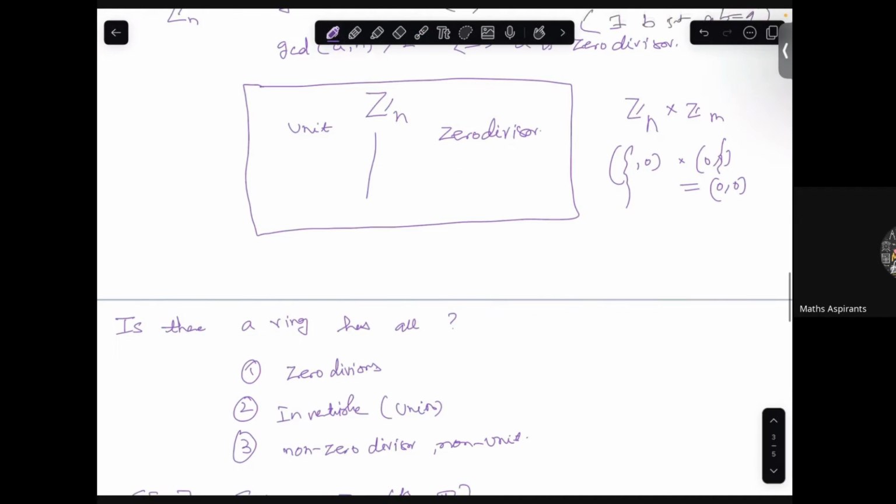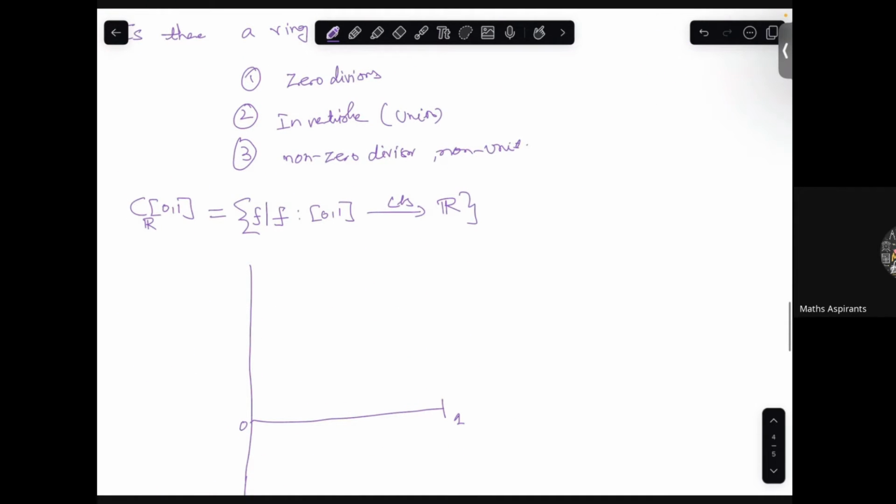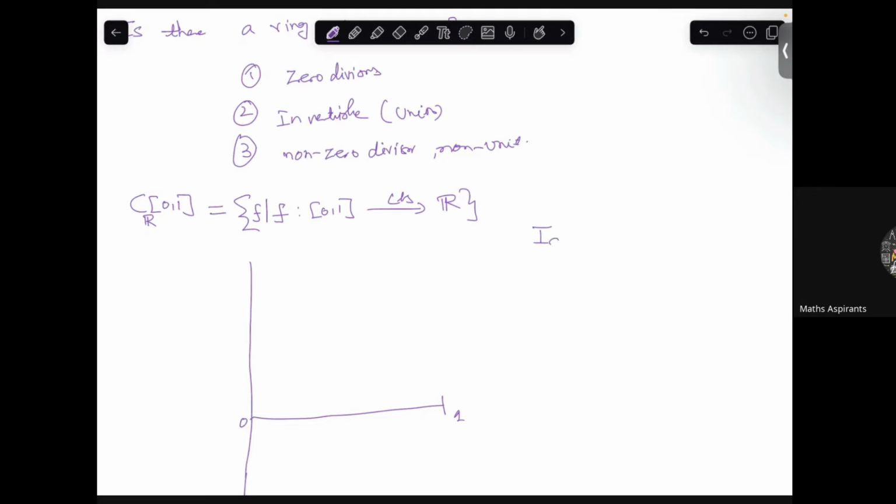Similarly, can I get something? Yes, you can get something. But foremost, let us understand the identity function. The identity function on [0,1]. What is that?